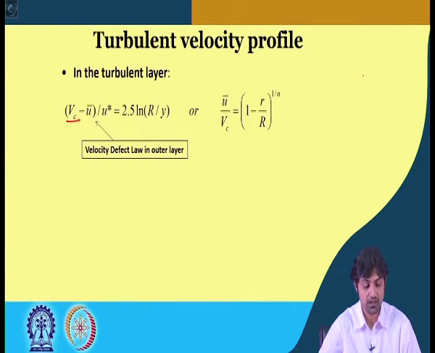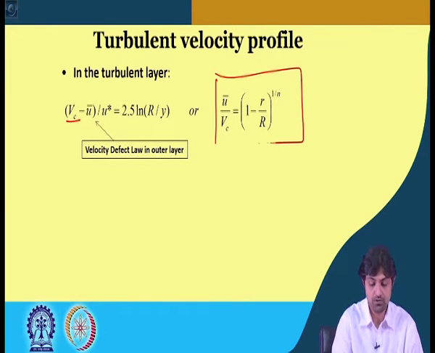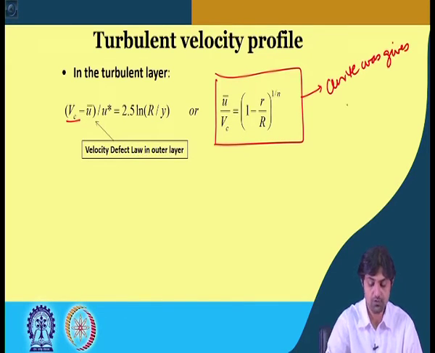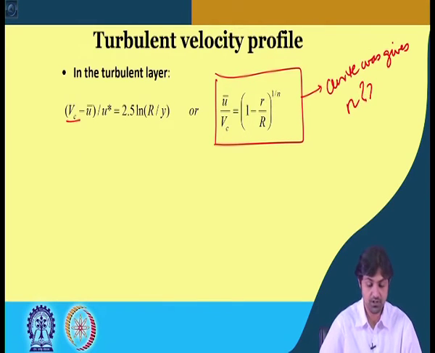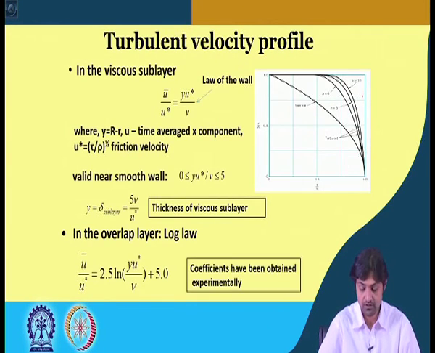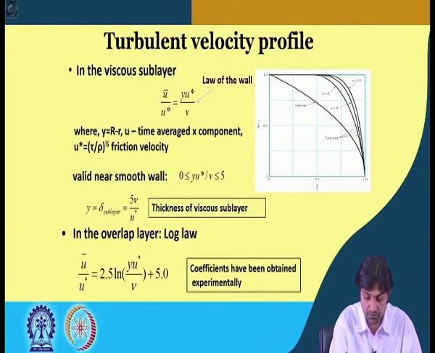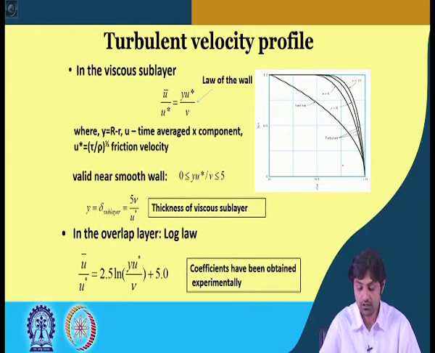Vc minus u bar, this is called the velocity defect law in the outer layer, and is given as 2.5 ln r by y, or u bar by Vc is equal to, this was the equation for which the curve was given. What the value of n is going to be can be determined from this graph with the corresponding values of u by Vc and y by r.